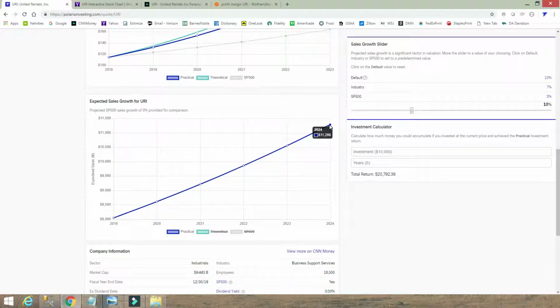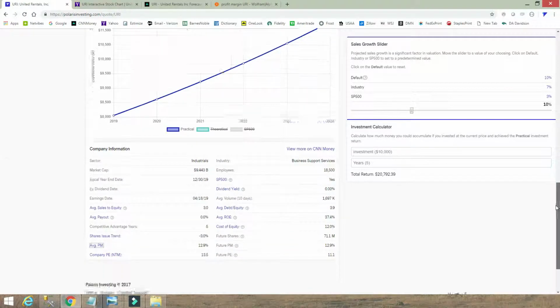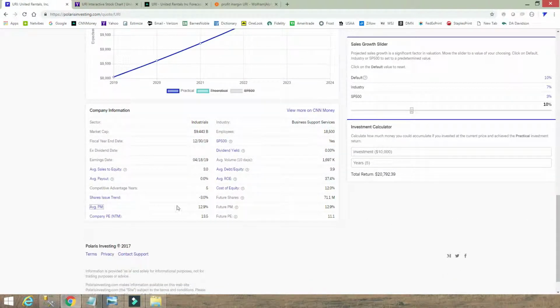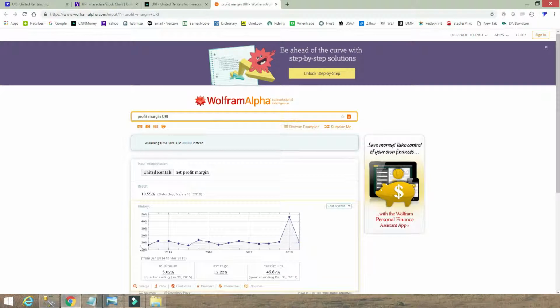Let's next go on to profit margin. If we scroll here to the bottom, we see that the average profit margin has been 12.9% over the last 5 years, and the projected future profit margin is also 12.9%. We'd also look at the graphical history of the profit margin, and except for the most recent year, that seems like a reasonable average profit margin to assume into the future.